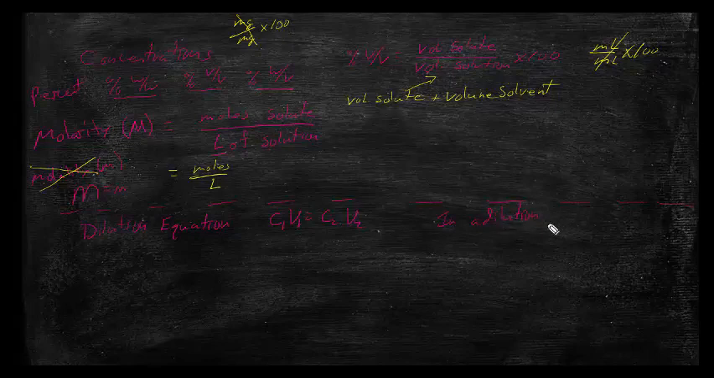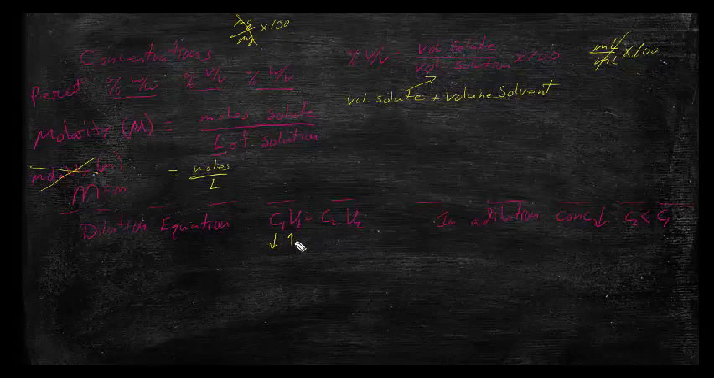In a dilution, we're starting off with a certain set of conditions. So this is state 1, concentration and volume. In a dilution, the concentration goes down, right? So what does that mean? That means C2 will be less than C1. C1 is larger than C2. The concentration goes down. Well, if the concentration is going down, that means the volume has to go up.